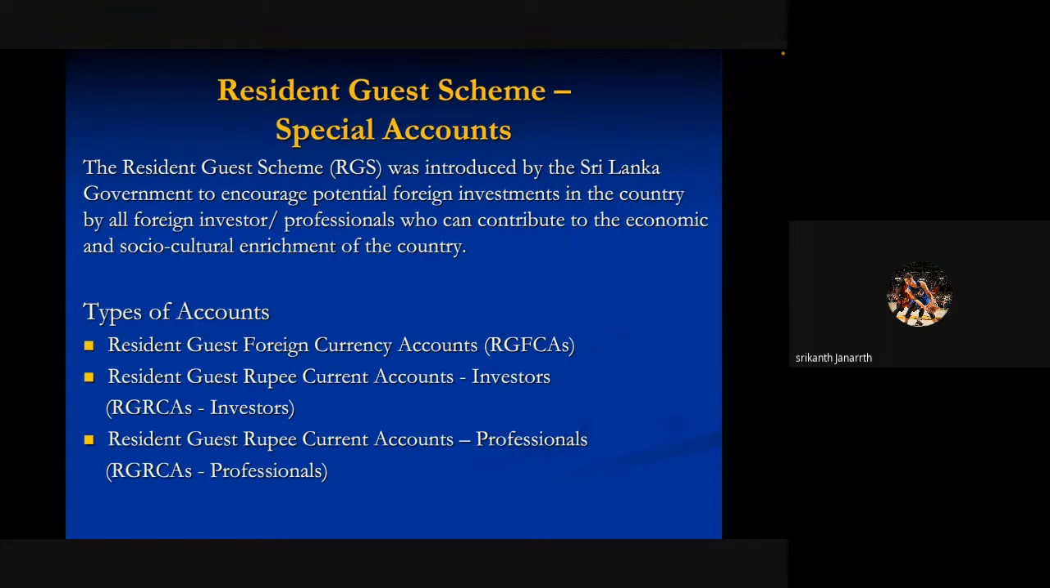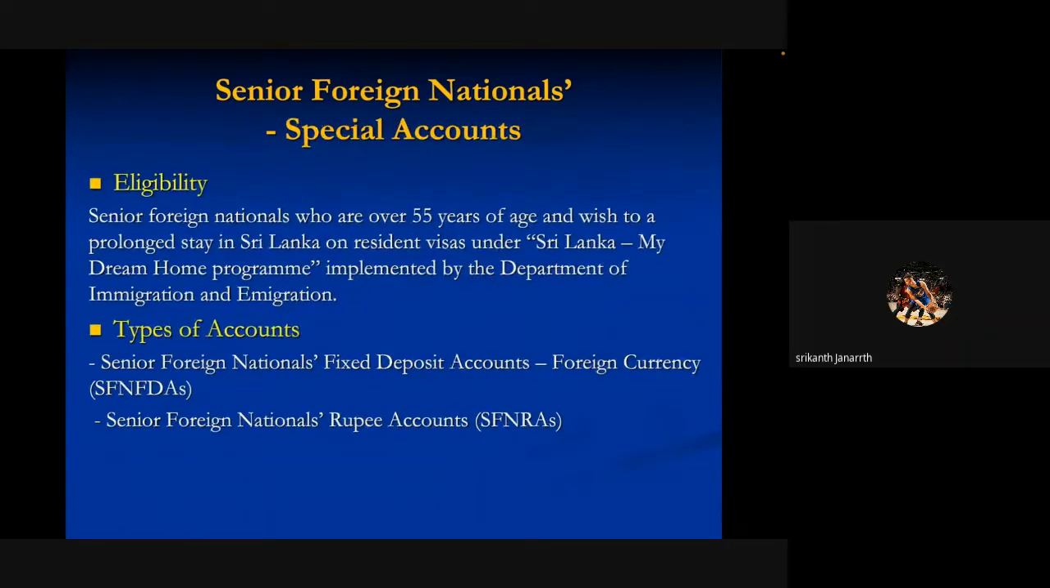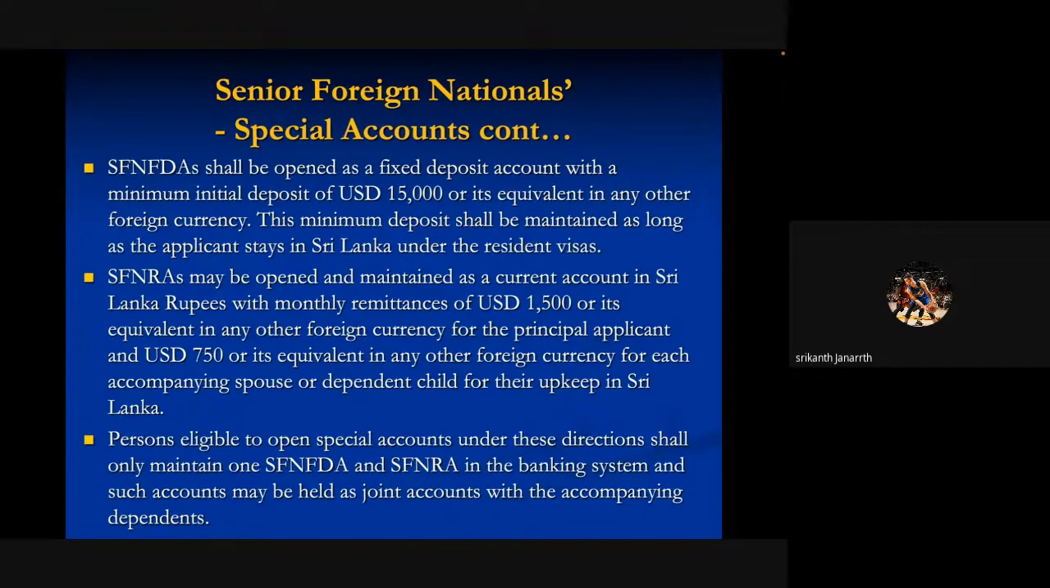But you should know there is an account like this, right? That is what we learn. A special account called the senior foreign national special account. That is above 55 years. You should remember the name. My Dream Home program. Above 55 years, they have to bring $15,000. That's all. Simply remember it. Keep it in an FD and bring $1,500, and $750 per dependent, to meet their living here. As long as the $15,000 is there, they can remain with the resident visa.